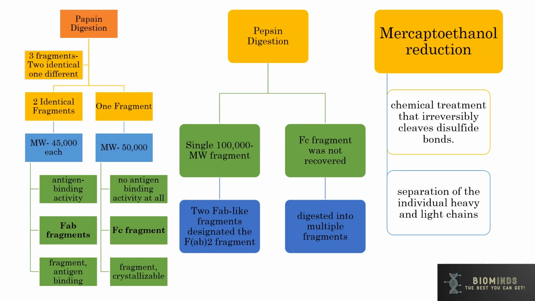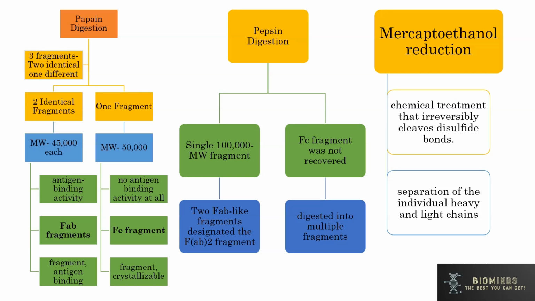Next, we have pepsin digestion. Pepsin digestion gives a single fragment of 100,000 molecular weight. It has two Fab-like fragments, designated as the F(ab')2 fragment, and the Fc fragment was not recovered because it is digested into multiple fragments. So in pepsin digestion, you only get the Fab fragments together in one, that is 1 lakh molecular weight.